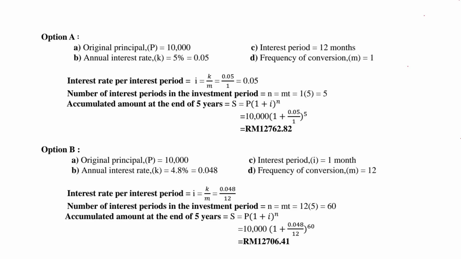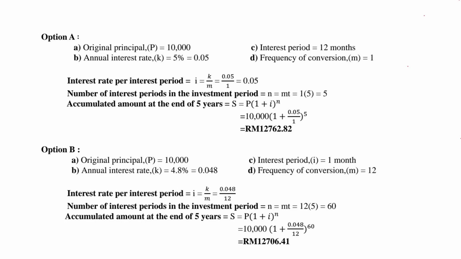To get the compound amount at the end of 5 years, we use the formula S = P(1 + i)^n, which is 10,000 times (1 + 0.05 divided by 1)^5. And the answer is 12,762 ringgit 82 cents.